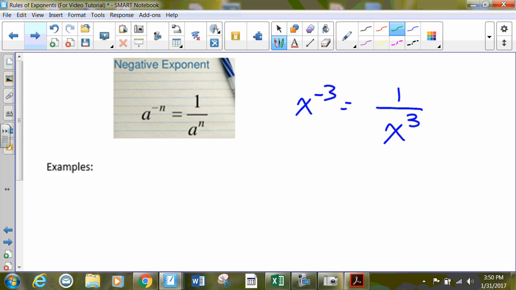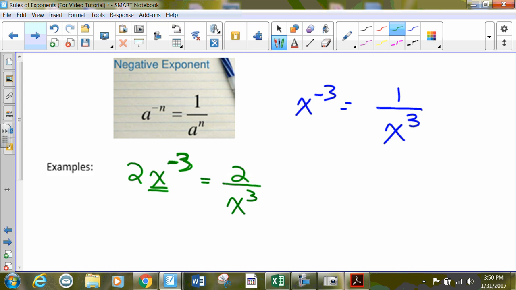Wonder if we had something like 2x to the negative 3. Okay, this x is being raised to the negative 3. But is the 2 being raised to the negative 3? I think not. So the 2 stays up here because 2 is 2. If we put the 2 down in the denominator, that's going to make it a 1/2. And it's not a 1/2, it's a 2. But that x to the negative 3 has to go to the denominator.